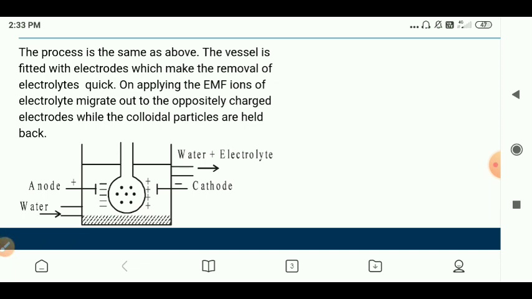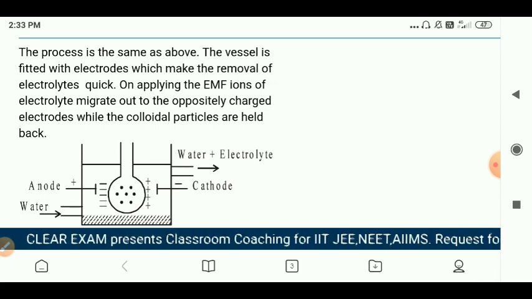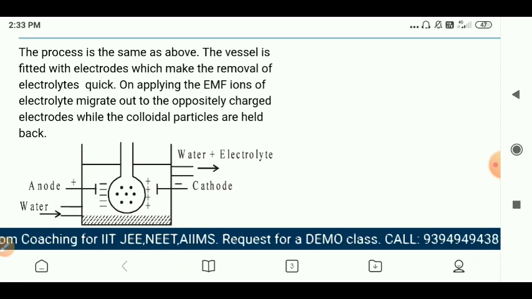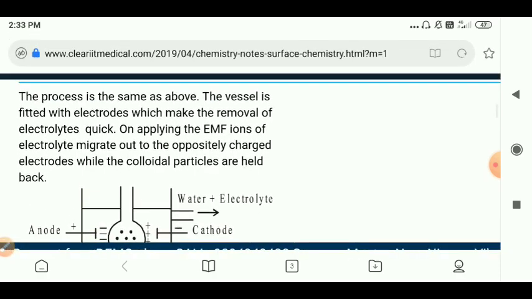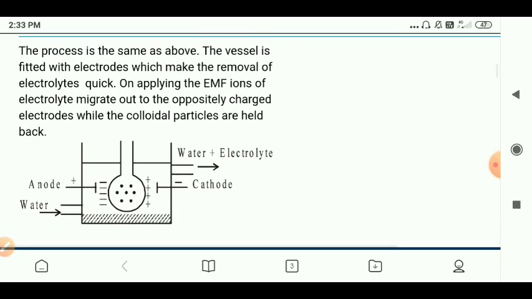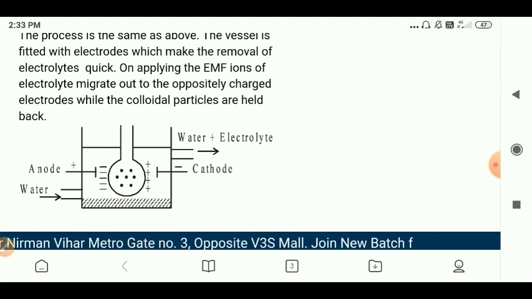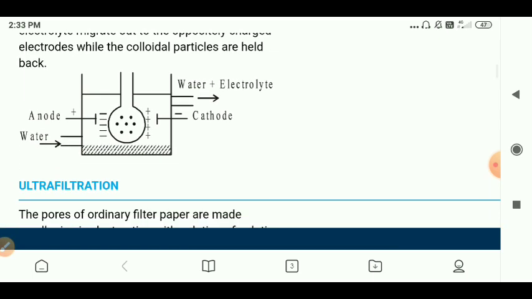Here electrodialysis is applicable only for non-electrolyte impurities like sugar and urea. Only those impurities that do not produce ions are suitable for this method. So electrodialysis is nothing but the same as dialysis by applying current. When we apply current, the charged particles are moved towards the opposite charge electrodes. Finally you get the pure colloidal solution. So that's about electrodialysis.